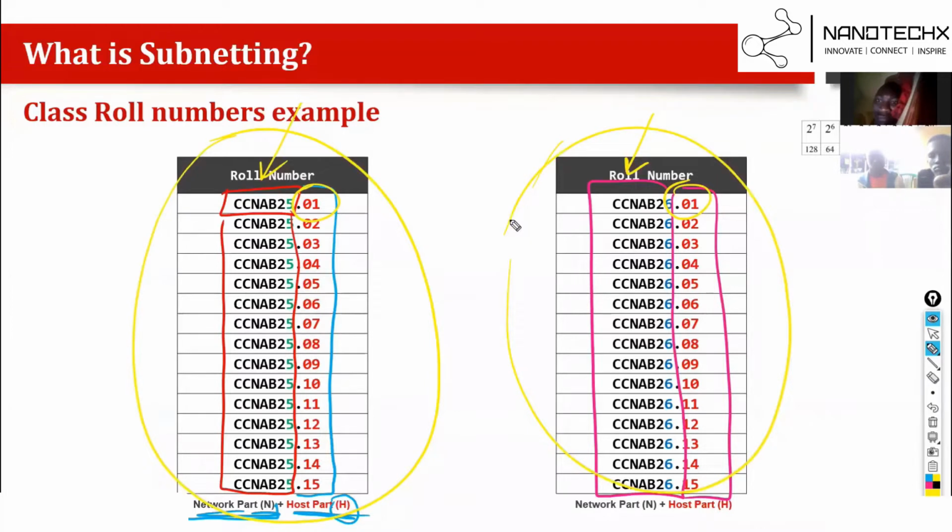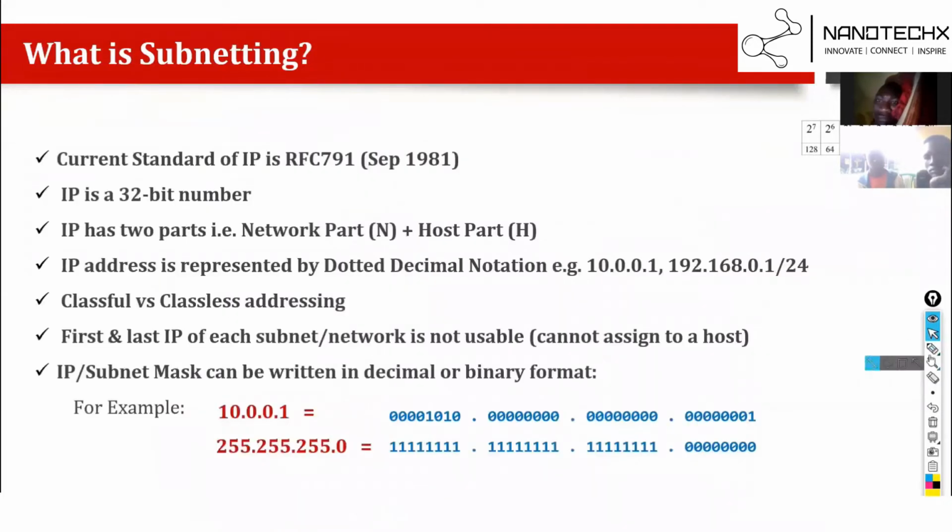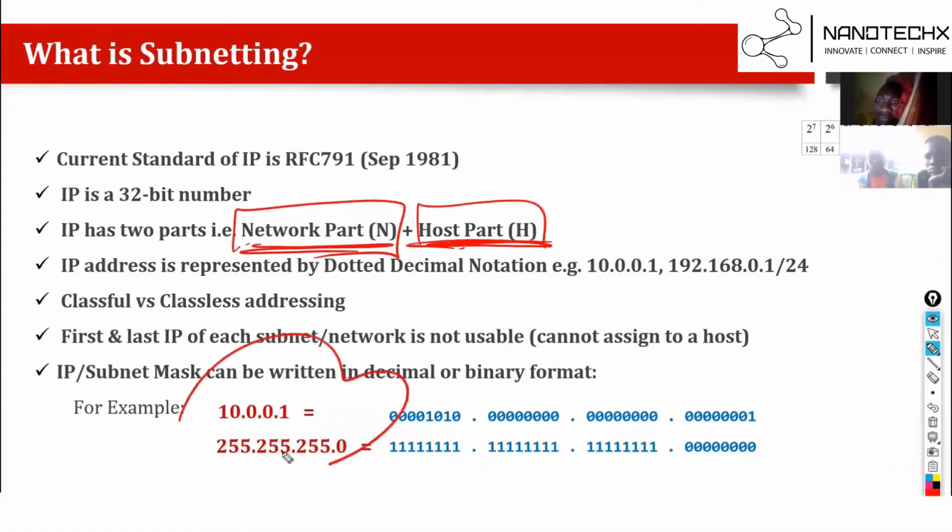Similarly, in IP addresses, we also have two parts. One is called the network portion and the other one is called the host portion. The host portion keeps on changing while the network portion does not change. The network portion tells us, if we have one network, two networks, three networks, to which network an address belongs if they are connected together, right?